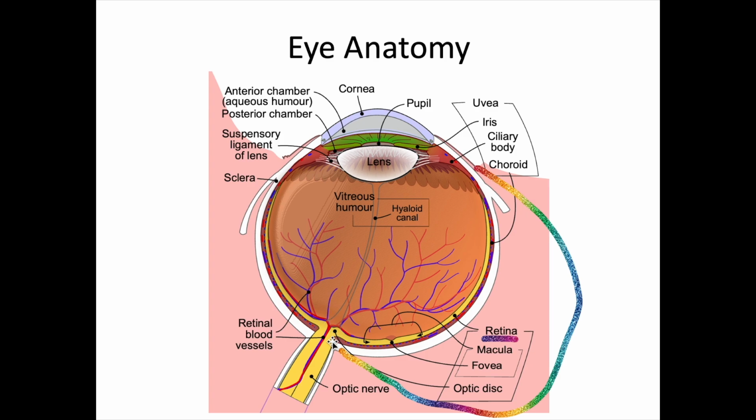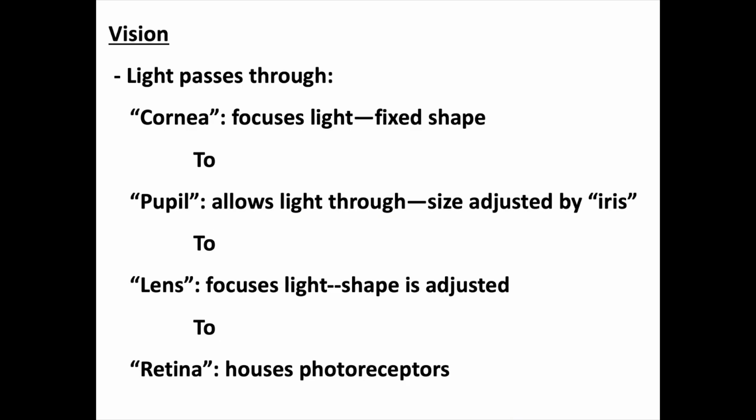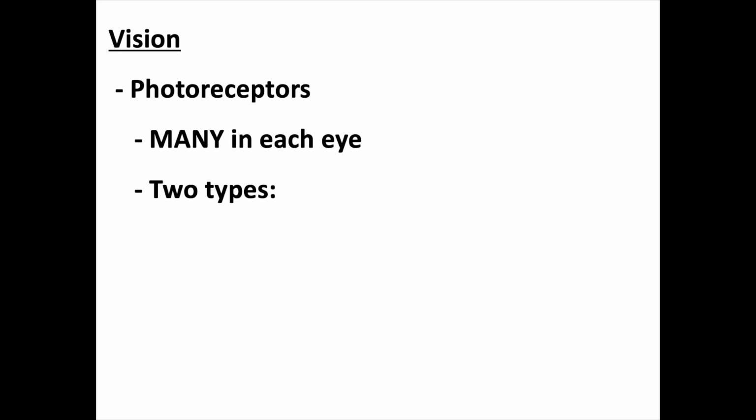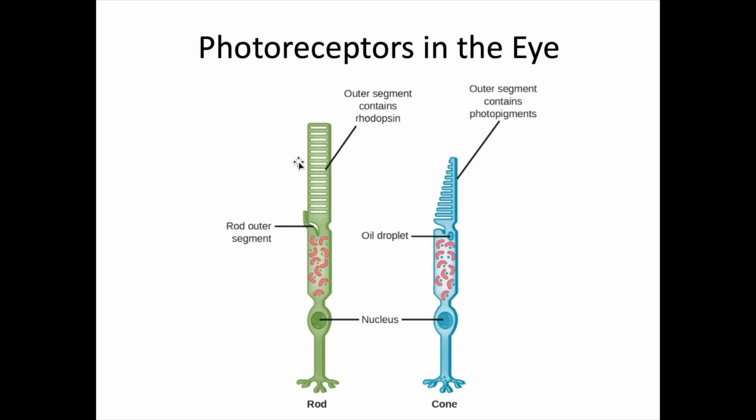That's all the stuff in here, where we see some receptors. Retina, this yellow thing here, which is going to start action potentials. So the retina is the part that houses our photoreceptors. Now, when it comes to photoreceptors, again, these are the sensory neurons that are going to start an action potential. There are a bunch of them, and they come in two different types. So there are many photoreceptors in each eye. The two types of photoreceptors are called rod cells and cone cells.